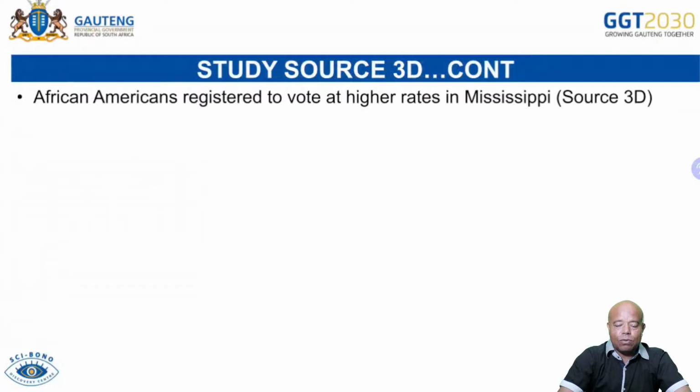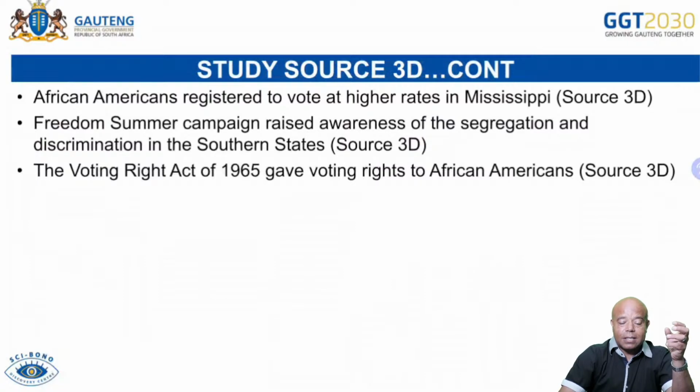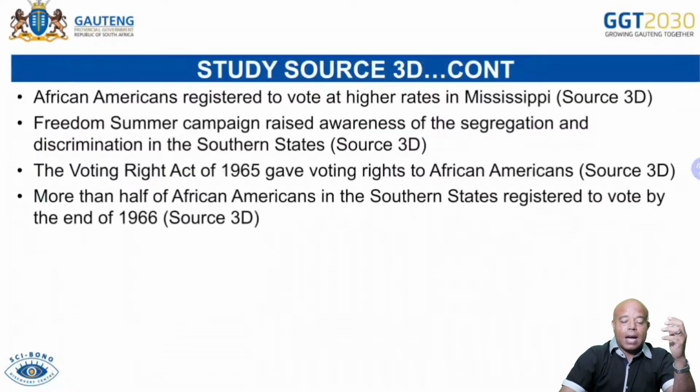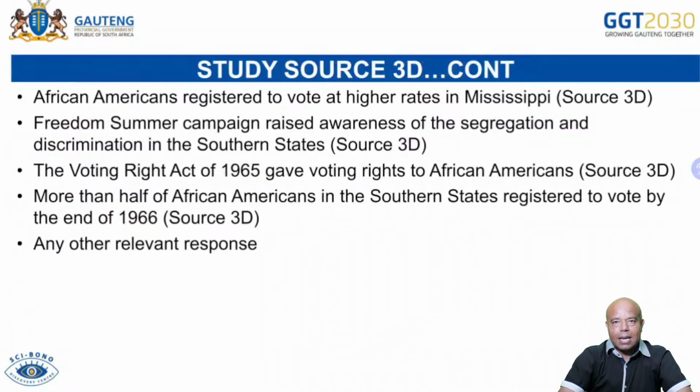African Americans registered to vote at higher rates. You see how it's been paraphrased. This was in the source. Where was this found? Source 3D. Freedom Summer campaigns raised awareness of the segregation and discrimination in the southern states. Where was this found? 3D. The Voting Rights Act of 1965 gave voting rights to African Americans. We see how it's paraphrased. Source 3D. More than half of African Americans in the southern states registered to vote by the end of 1960. This was found in 3D, but you see how it's been paraphrased. Then any other relevant responses.